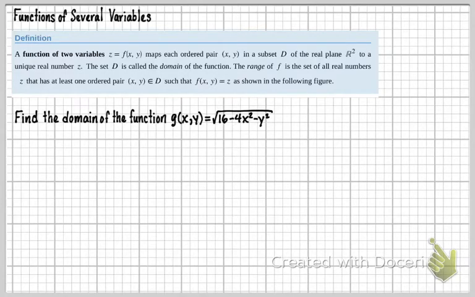Functions of several variables. A function of two variables z equals f(x,y) maps each ordered pair (x,y) in a subset D of the real number plane R2 to a unique real number z. The set D is called the domain of the function. The range of f is the set of all real numbers z that has at least one ordered pair (x,y) in D such that f(x,y) equals z, as shown in the figure.